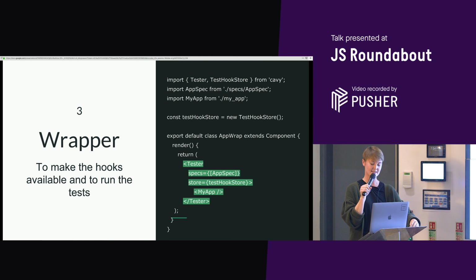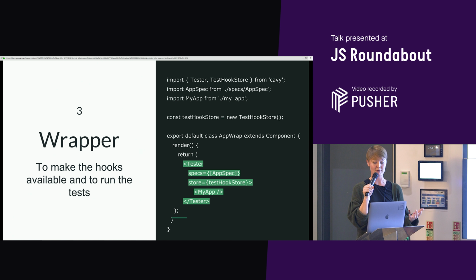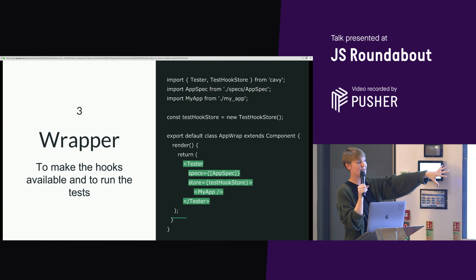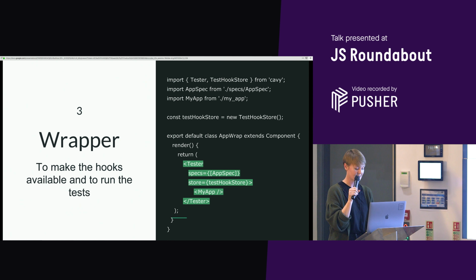So the third thing that you need to be aware of is the wrapper component. And this is probably the most abstract part of Cavy, but really all it does is bring everything together. You can see here it's imported as Tester at the top from Cavy, and you basically wrap your entire app in this Tester component at the highest level. So you can see here Tester is wrapping my app, which is at the highest level.